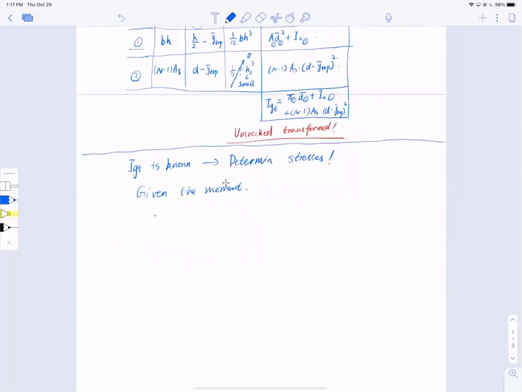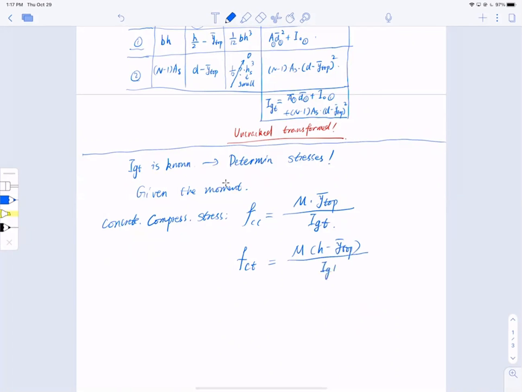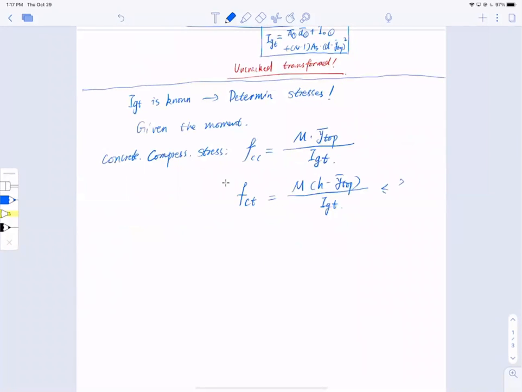What are the three stresses? First, the compressive stress in concrete: fc equals the moment multiplied by y top, because that's the location of the stress, divided by IGT. And the tensile stress in concrete depends on the moment times h minus y top divided by IGT, and this has to be smaller than or equal to fr, the modulus of rupture.